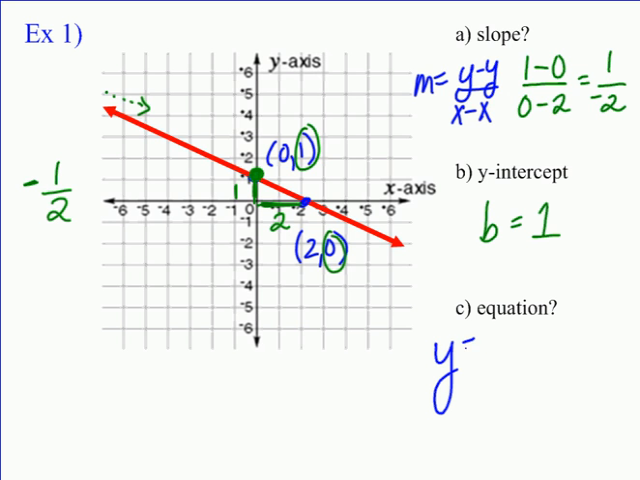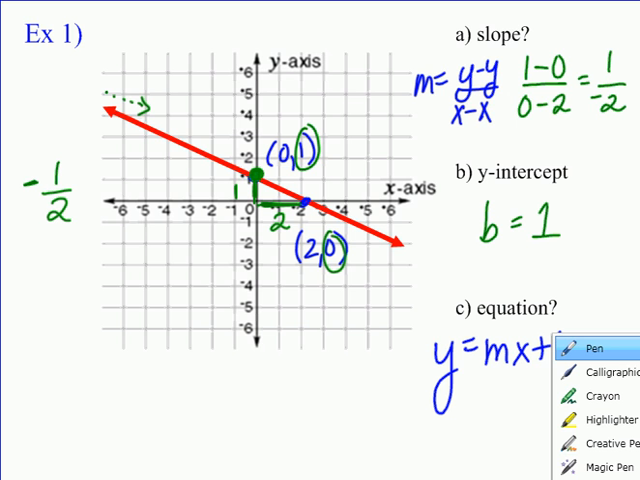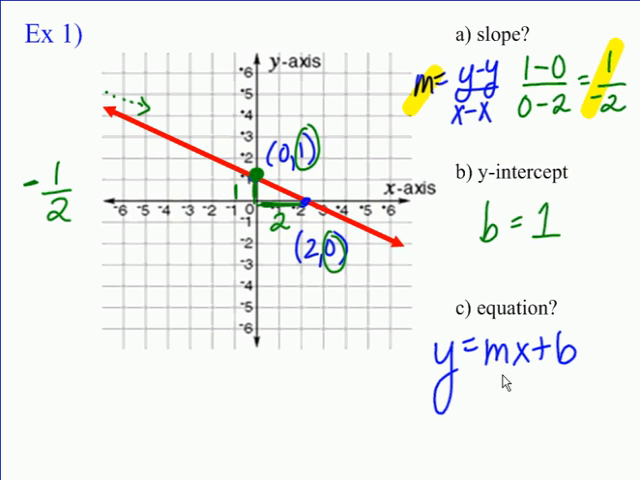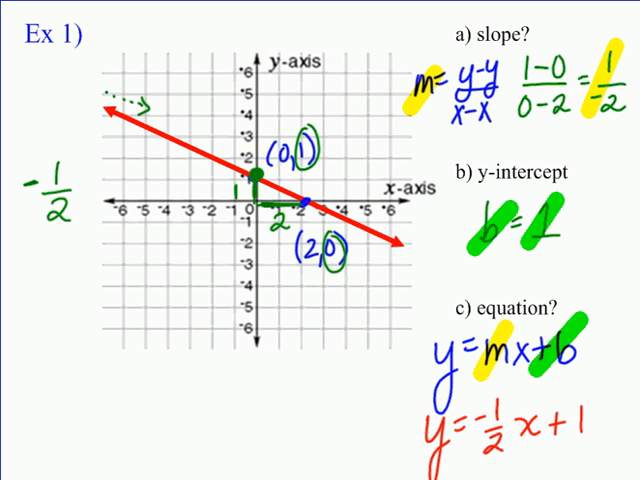We know the equation we want to write is y equals mx plus b. But what we have to do is change numbers. So for the m, or the slope, we're going to put that negative 1/2 in that slope spot. And then for the b, we're going to drop that in right there. So really, our equation should read y equals negative 1/2 x plus 1.